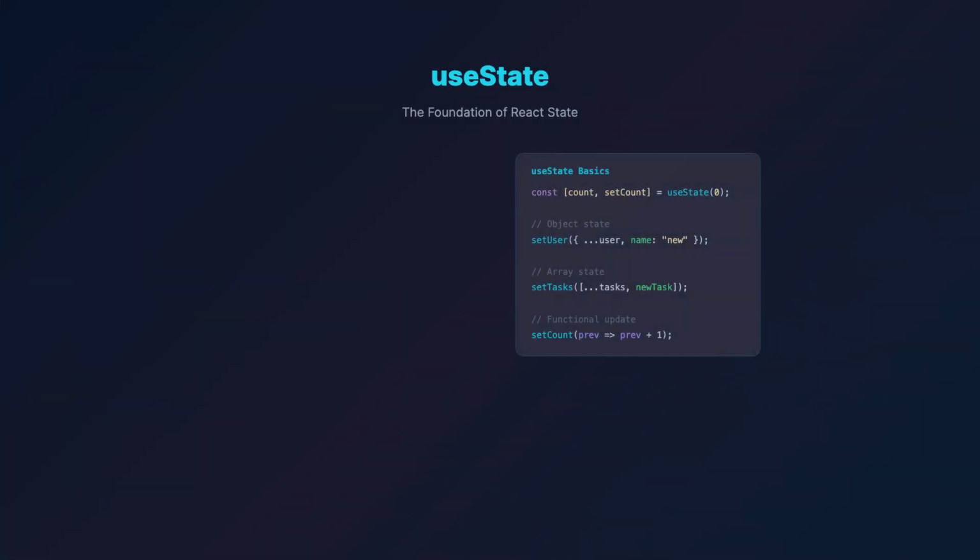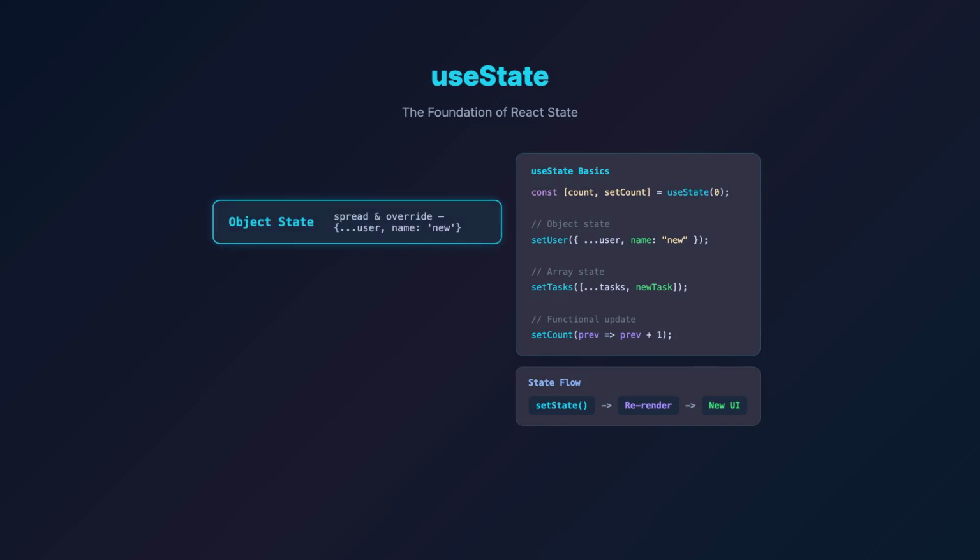useState is the most fundamental hook. You call it with an initial value, and it returns an array with two elements, the current state value and a function to update it. const [count, setCount] = useState(0). Count starts at 0. Call setCount with a new value, and React re-renders the component with the updated count.